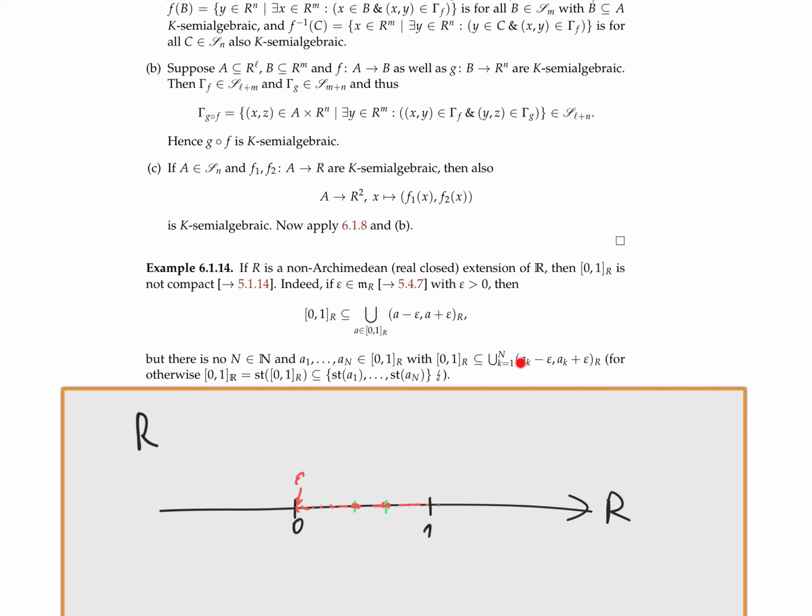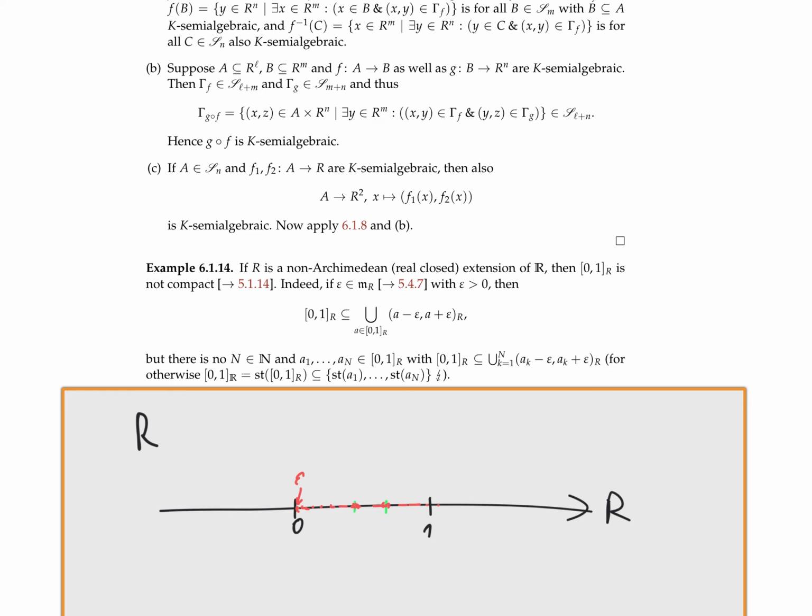What's the standard part of this? Easy to show. The standard part of an element in this interval is the same as the standard part of AK. So I get that this would actually be contained in a finite set. So a whole interval from 0 to 1 in real numbers would be contained in a finite set of real numbers. That's of course absurd. So using the standard part, if you go back to the definition of standard part, that should be an easy exercise, and then you see it helps here to prove this formally.